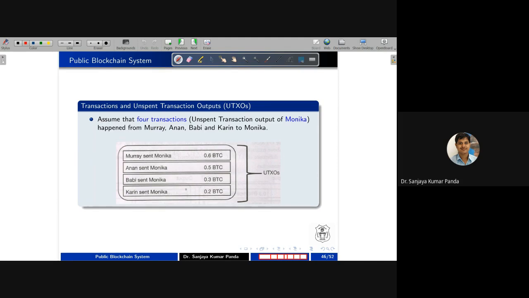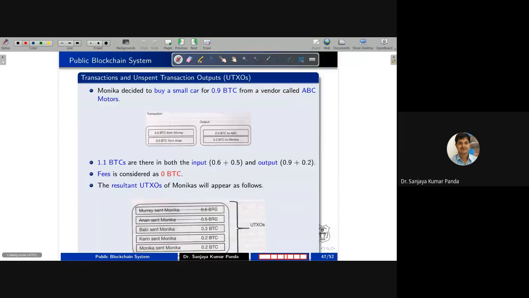So the sum of these BTC is how much? 0.6 plus 0.5 is 1.1, then 1.4, then 1.6. These are called unspent transactions for the output Monica. Suppose all the transactions are successful. So now Monica has 1.6 BTC. Later, suppose Monica decides that she wants to buy a car for 0.9 BTC from a particular vendor, ABC.